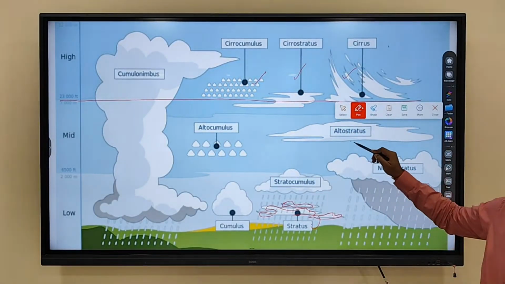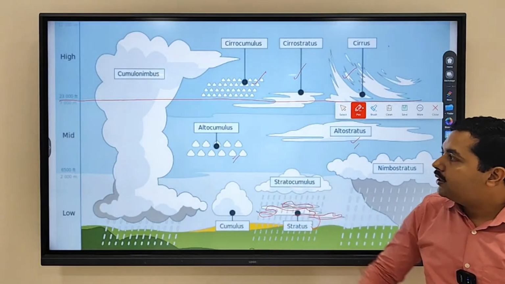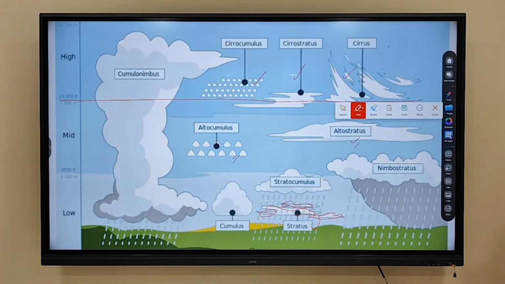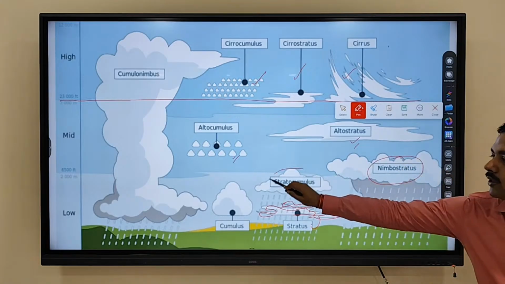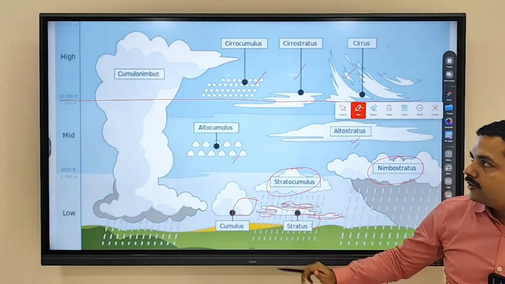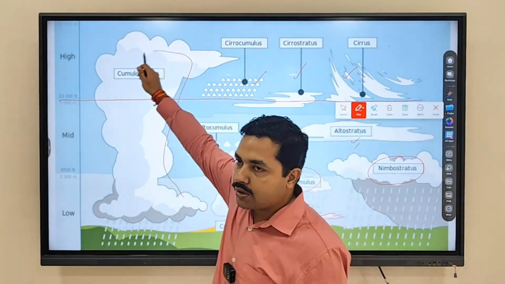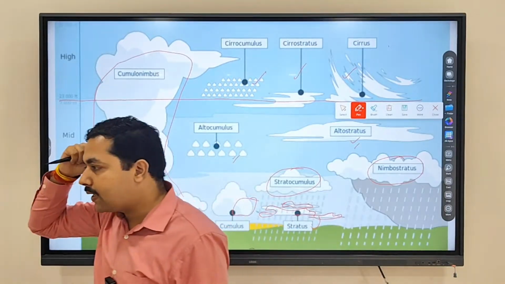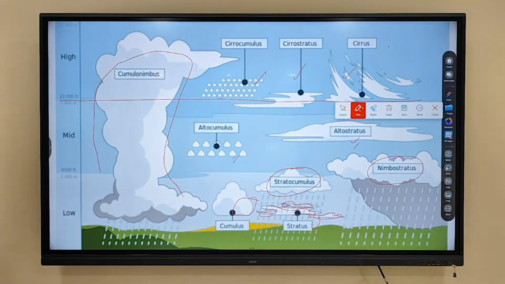Those clouds which are formed at what? At the middle level, that are referred to as altostratus and altocumulus, and those clouds that are formed at the lower level, that is nimbostratus, stratocumulus, cumulus. These are the clouds at the lower level, and this is the vertical extension of the clouds. Okay, so just quickly make this diagram.